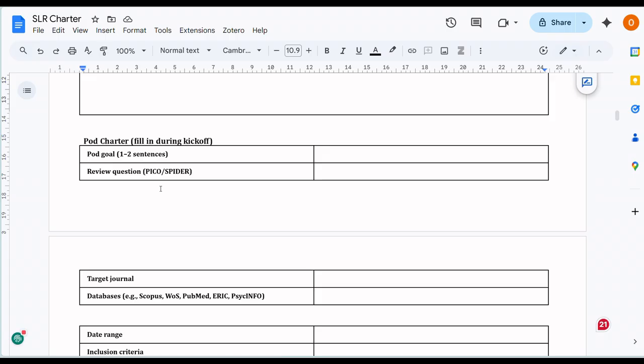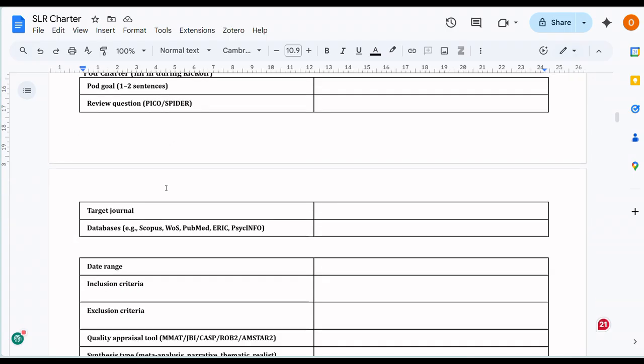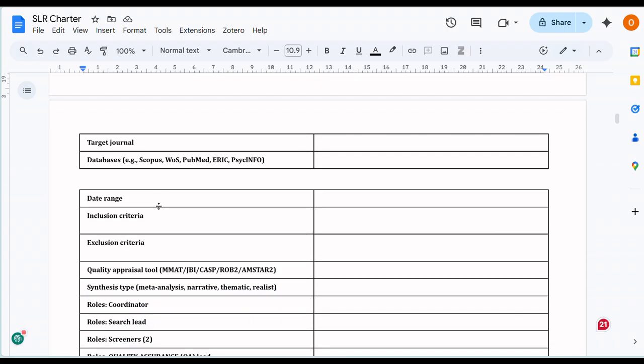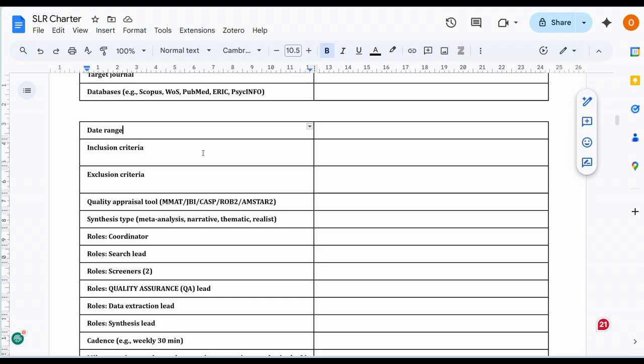So, for example, you start with the goal in 1 or 2 sentences. We want to write a systematic literature review. You move from there to talk about what we are adopting, what we are framing our research question with. Is it PICO or SPIDER? We talked about that in a previous class. What is the target journal that we want to publish in? You put the name of the journal here. And what database are we going to search? You settle for its database. It could be 1, it could be 2, it could be 3. It depends. Then what date range are we looking at? Are we looking at some year, 2010 to 2020?